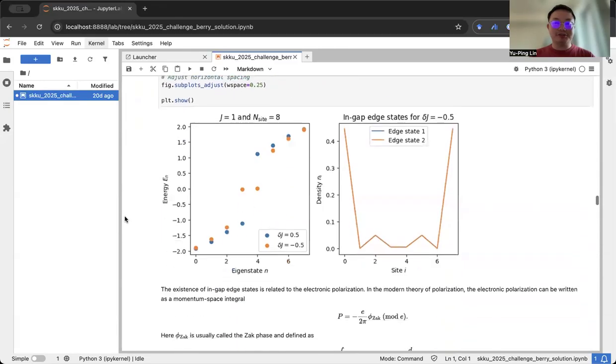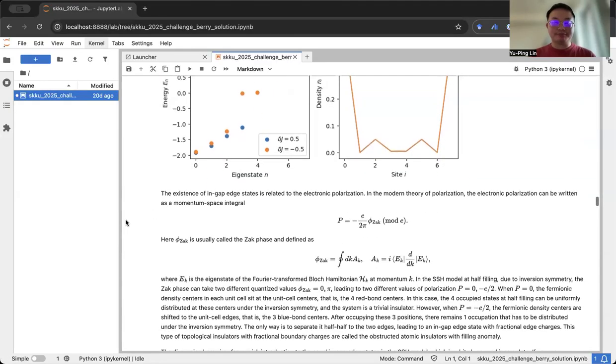So we can see this from the spectrum. The positive delta J case is the case where the red bond is stronger than the blue bond. And you can see that it is a trivial insulator where within the gap there is no state. But for the negative delta J case, you can see that there is a pair of states here. And if we look at the distribution of the amplitude of these two states, you'll find that the density will be concentrated at the two edges. So we have a pair of in-gap edge states.